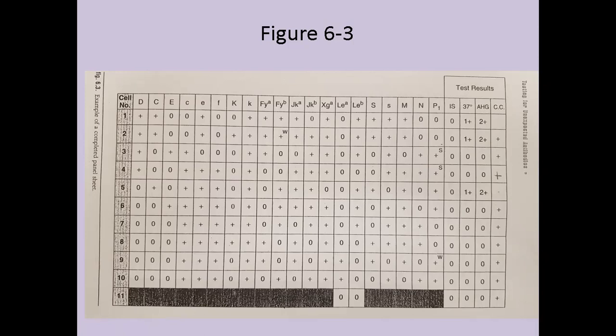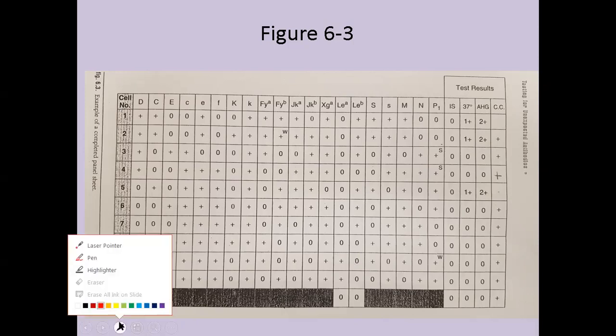For now, this is figure 6-3, which I got from a different textbook. Here we see an antigram and test results that were performed on a patient. We're going to practice our skills, our steps of determining and identifying the antibody that's here. Okay, I'm going to get my pen going here.